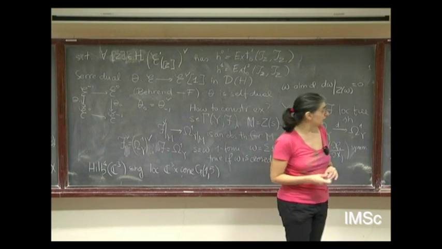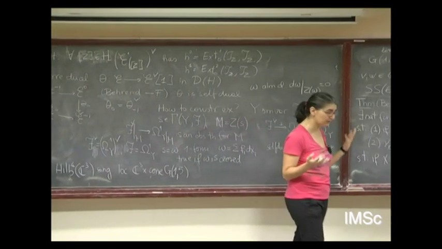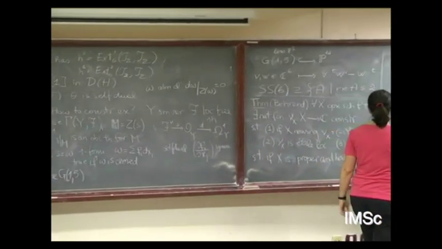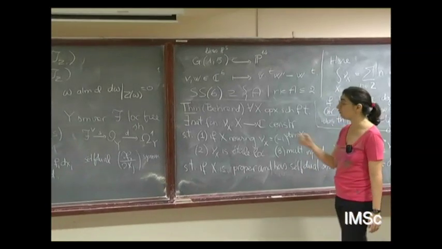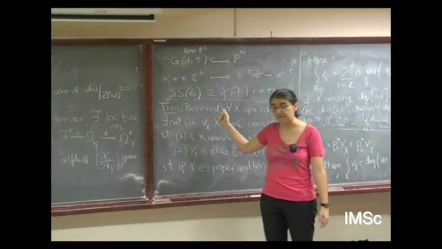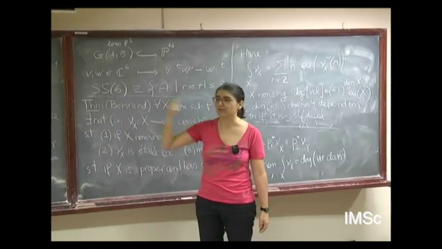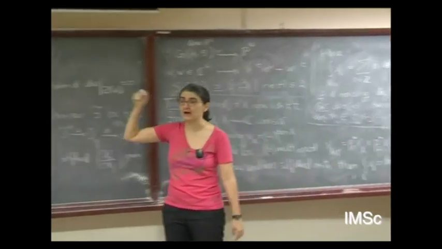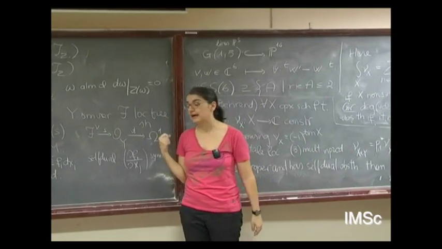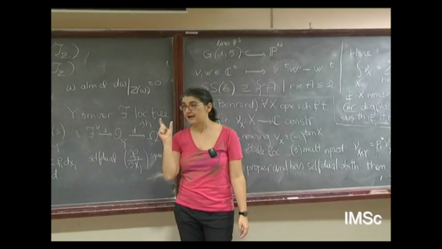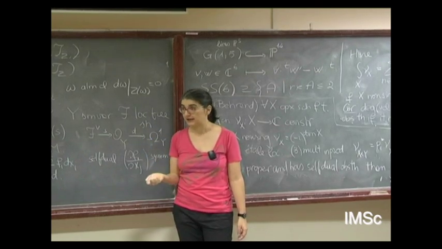So what they do, under an additional condition of which at the moment it's unclear what the precise meaning is, a condition about the existence of a square root of a line bundle, is in the case of the shifted symplectic structure they produce a perverse sheaf of which the Behrend function is the Euler characteristic.